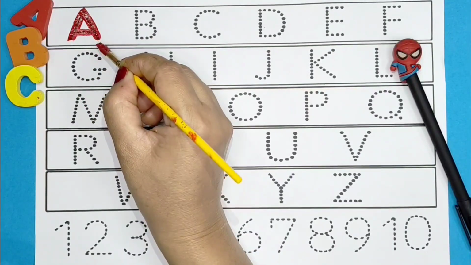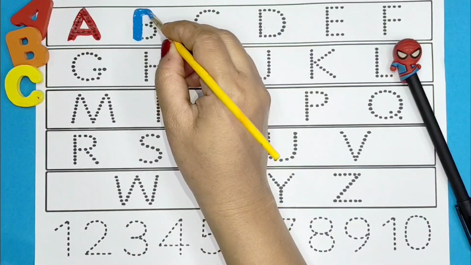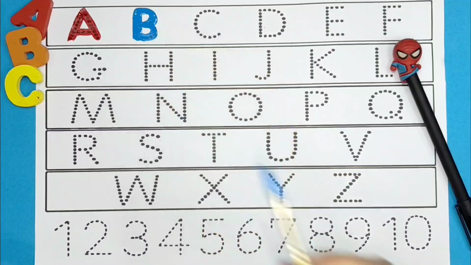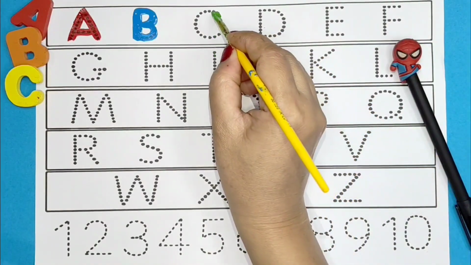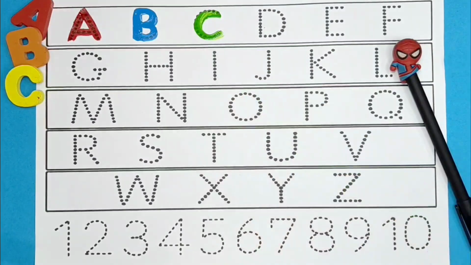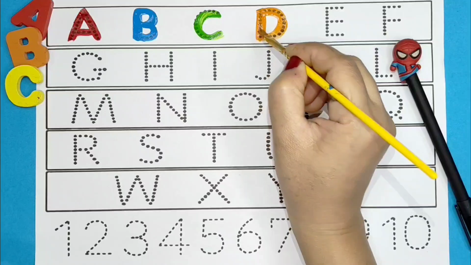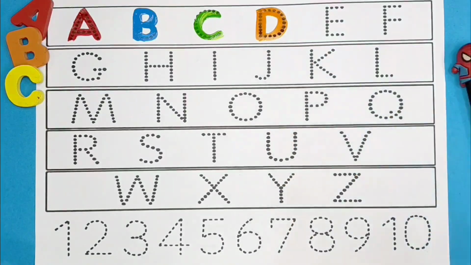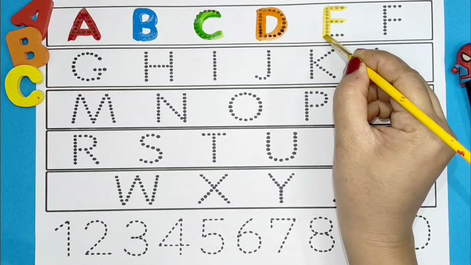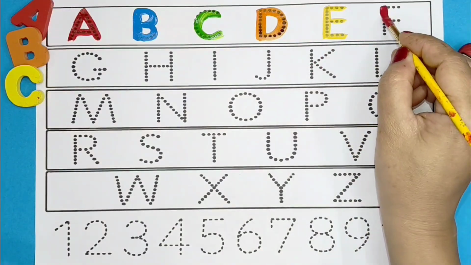A for apple, sky blue color. B for banana, light green color. C for cat, orange color. D for dog, yellow color. E for earth, red color.